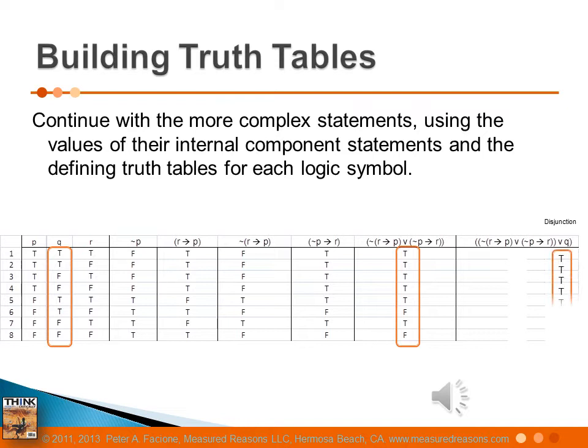The truth table now displays the value of our original target formula, as complex as it was, under every possible combination of the assignment of the values of true and false to each of its three component statement letters. Our strategy in building this truth table was to work our way up from the simplest internal component statements until we finally arrived at a value for the entire larger, more complex target statement. We'll use this same strategy in all truth tables.